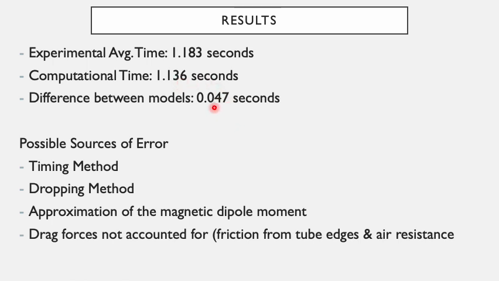Some possible sources of error in the experimental time that result in the difference are that our timing method could be off, the dropping method could be off, the dipole moment of the magnet is an approximation and not constant, and the drag forces are not really accounted for. There could be friction from the magnet hitting the edges of the tube, and air resistance.